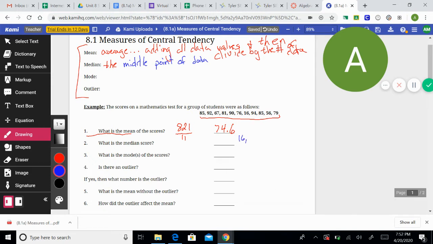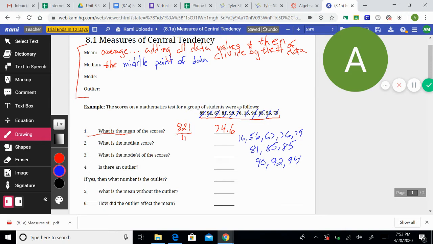I've got 16, then I've got 56, 67, 76, 79, 81, 85 twice. We got to write that twice. Then I've got 90, 92, and 94. Notice I crossed them off as I went to make sure that I actually found all of them.